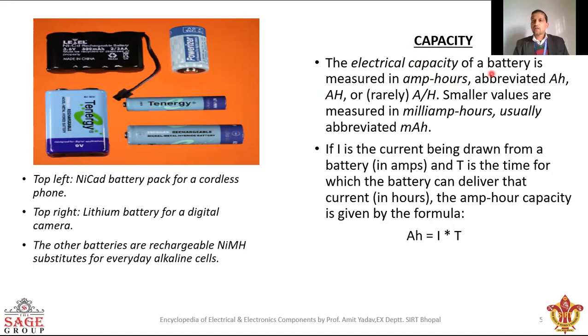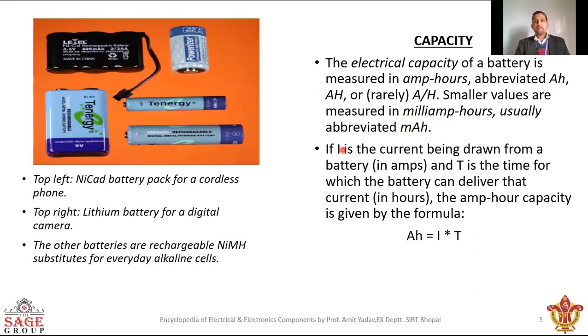The electrical capacity of a battery is normally measured in ampere hour, which we abbreviate as AH. You can also write it as capital AH, or as A/H. If you have to measure a smaller value of the battery, then we can use the milliampere term also, which is abbreviated as a small m, capital A, small h, mAh. Okay, so how do we calculate the capacity of the battery?